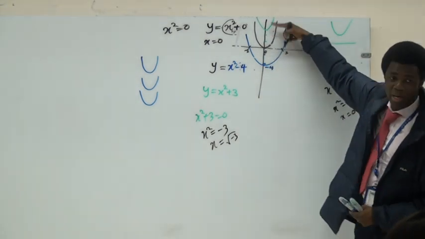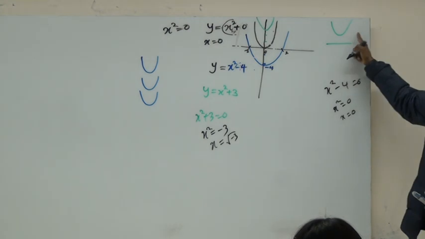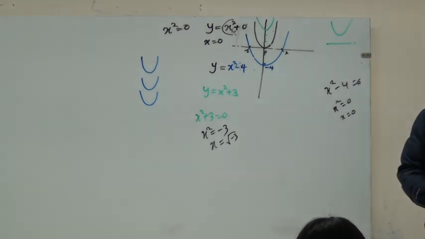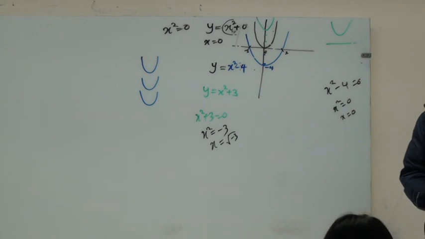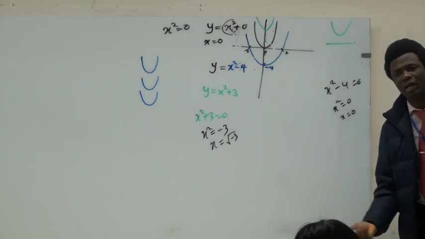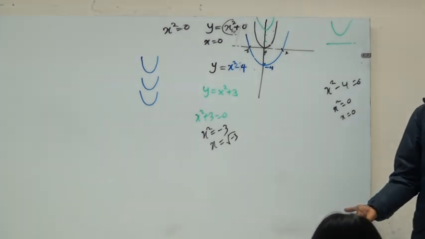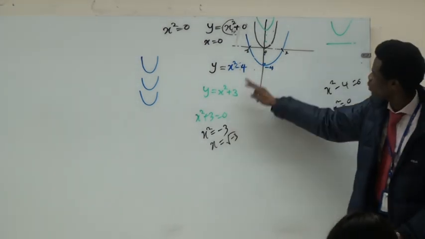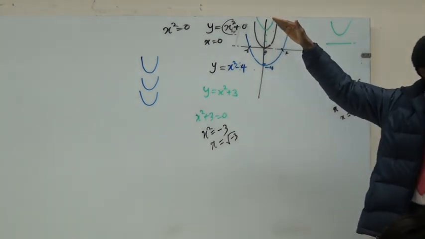That is why the graph is above the x-axis, like this one. So the roots are complex roots. They are not real roots. If the roots are real, it's going to touch the real line. If it doesn't touch the real line, then there's no real root. So that explains why this graph jumped above the line.